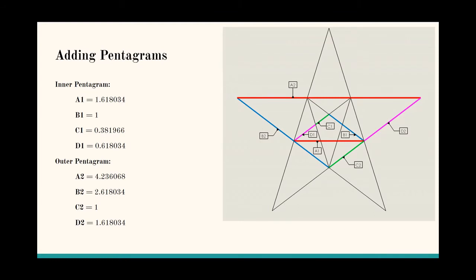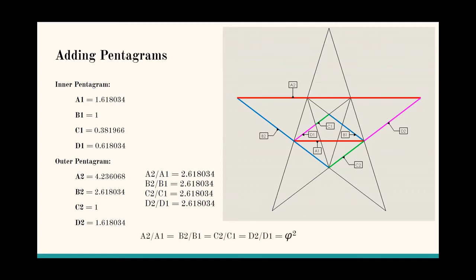But something more interesting happens if we start to look at the ratios between the same unique lengths of the inner and outer pentagrams. So if we look at the ratio between A2 and A1, or B2 and B1, C2 and C1, or D2 and D1, they're all equal to the same number. And this is a number that we've seen before. If you remember from the previous slide, this is equal to phi squared. So now we've discovered another interesting place where phi can be found. Let's see if this pattern continues.